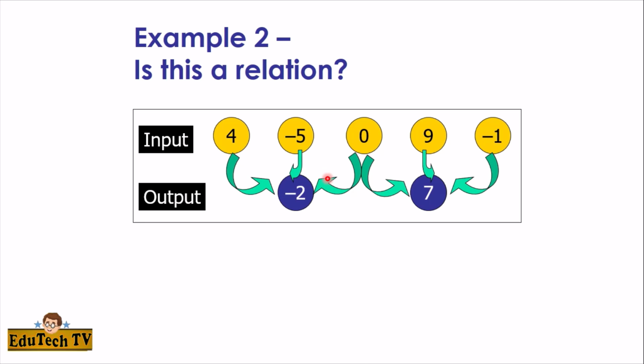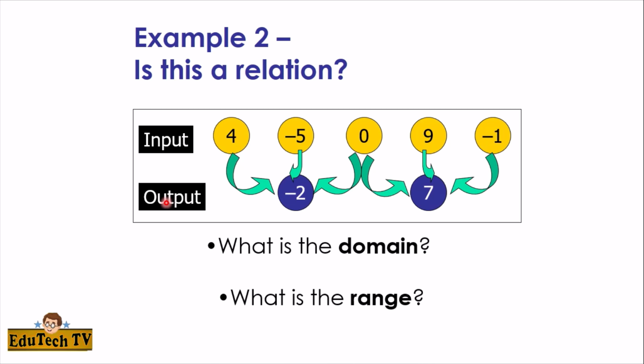Next, is this a relation? Of course, this is a relation because this is a mapping design. There is an input and there is also output. Now, what is the domain? Domain is also sometimes called the input. So meaning, all the numbers in the input are the domain. So we have 4, negative 5, 0, 9, at negative 1. While in the range, yun yung output natin. So they are negative 2 and 7.